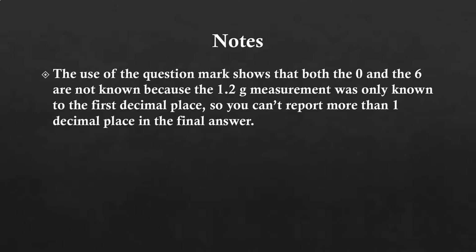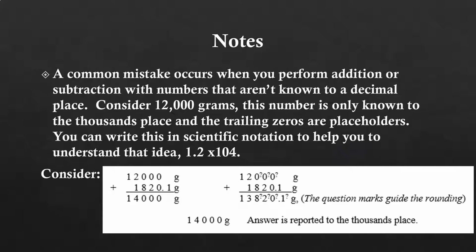You're allowed 1. A common mistake occurs when you perform addition or subtraction with numbers that aren't known to a decimal place. Consider 1200 grams. This is only known to the hundreds place, and the trailing zeros are placeholders. You can write this in scientific notation to help you understand that idea, which is 1.2 times 10 to the 4th.